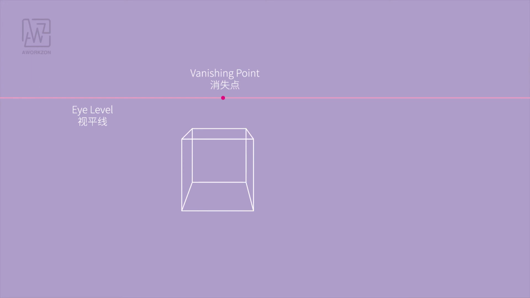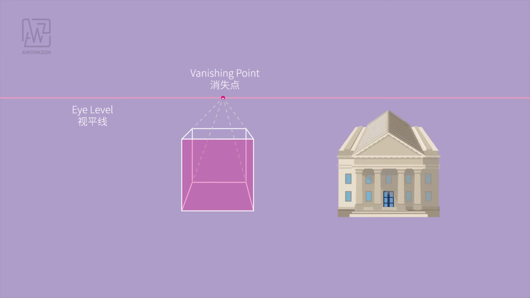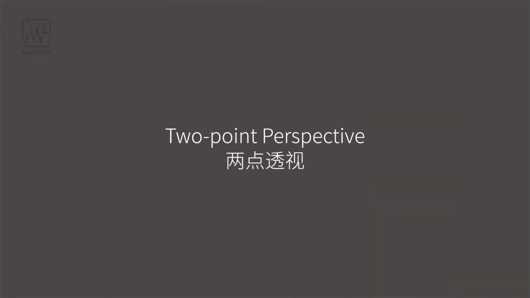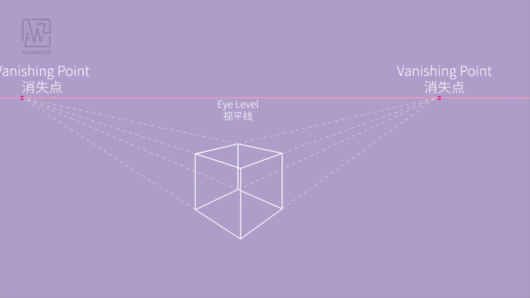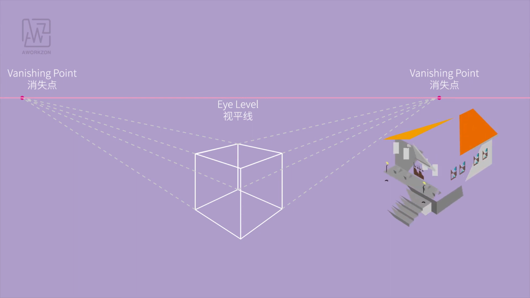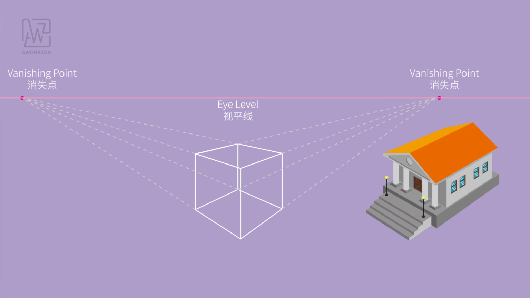Draw a line between your eyes, and all the vanishing points fall on the line. The line is called eye level. If there is a cube with one face completely parallel to you, you find the horizontal edges vanish towards one point. Since there is only one vanishing point, it's called one-point perspective. When the cube rotates so that only one edge is parallel to you, the horizontal edges vanish towards two points. This is two-point perspective.